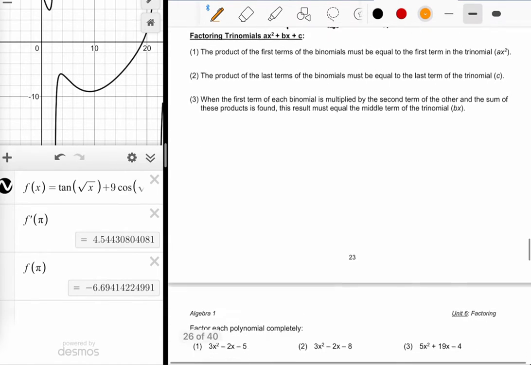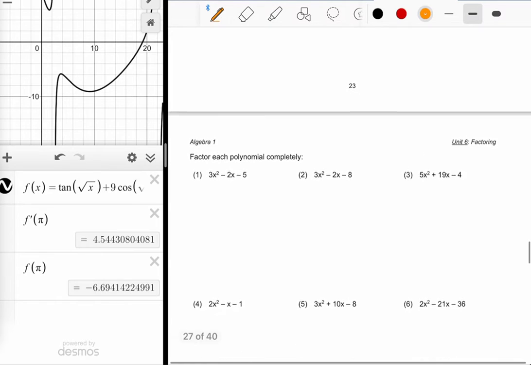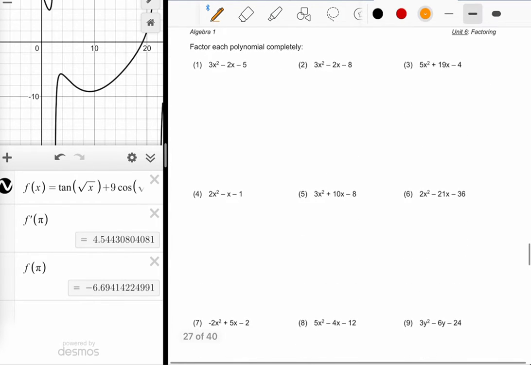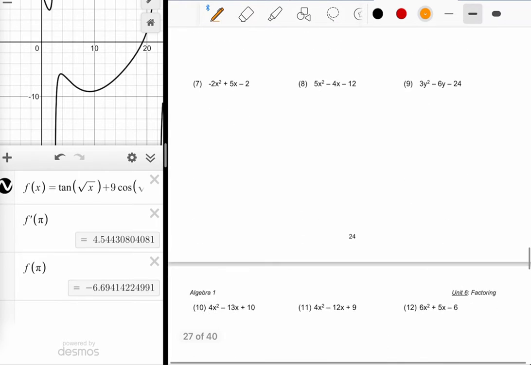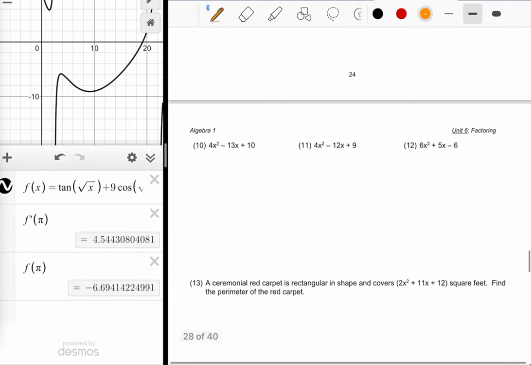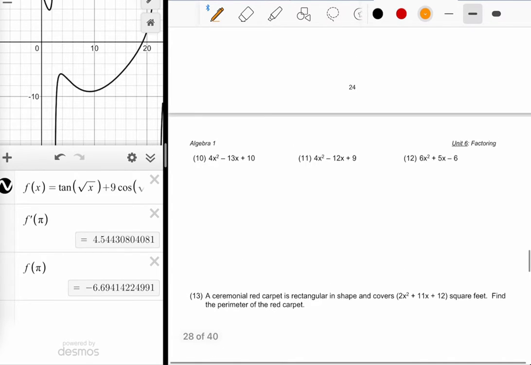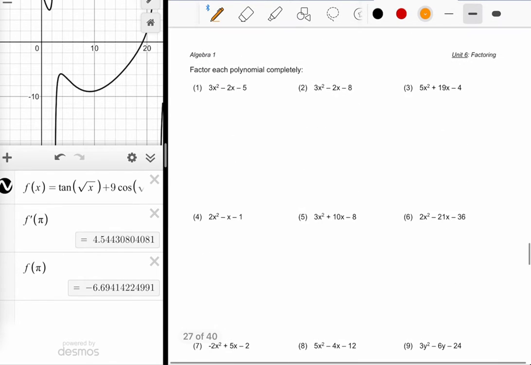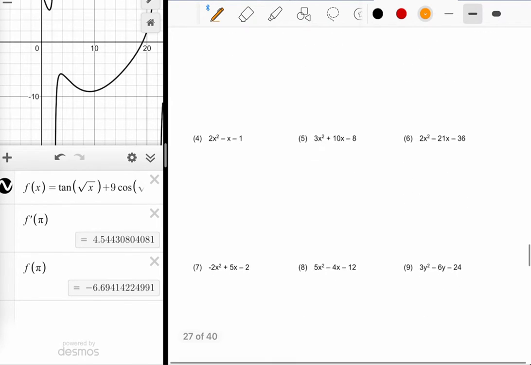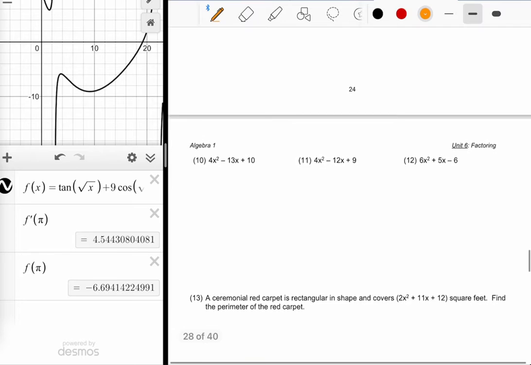All right, so let me do another example, or 2 or 4. I definitely want to get one with a negative leading coefficient in there, and one where the leading coefficient is a little funkier. All right, so we'll do number 3. We'll do 3, 7, and 12 together.